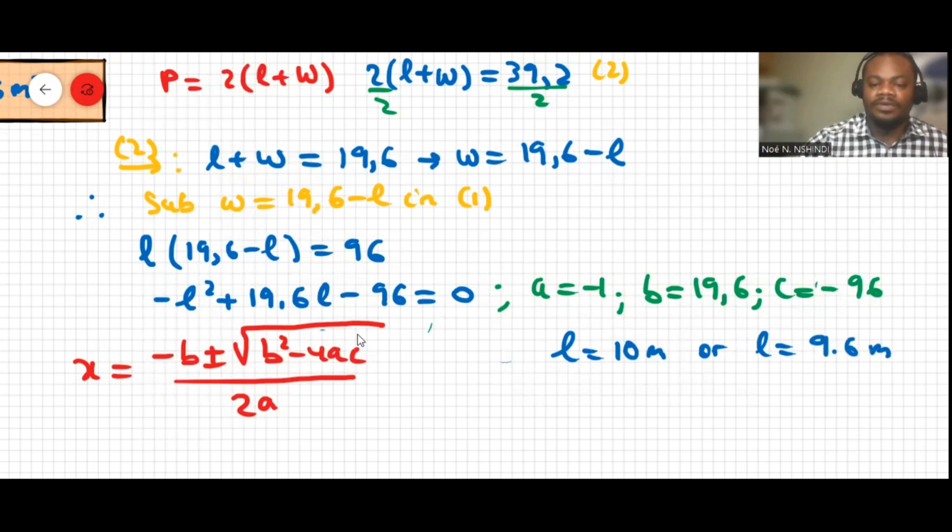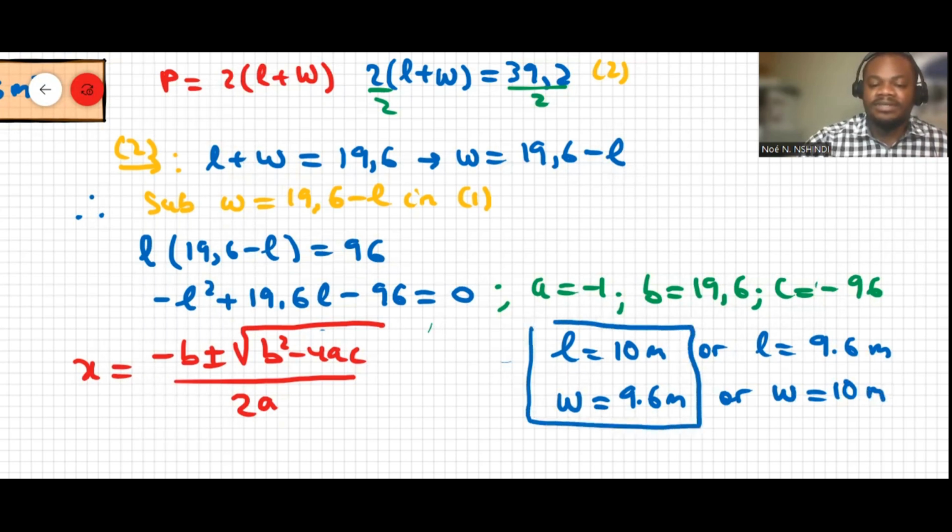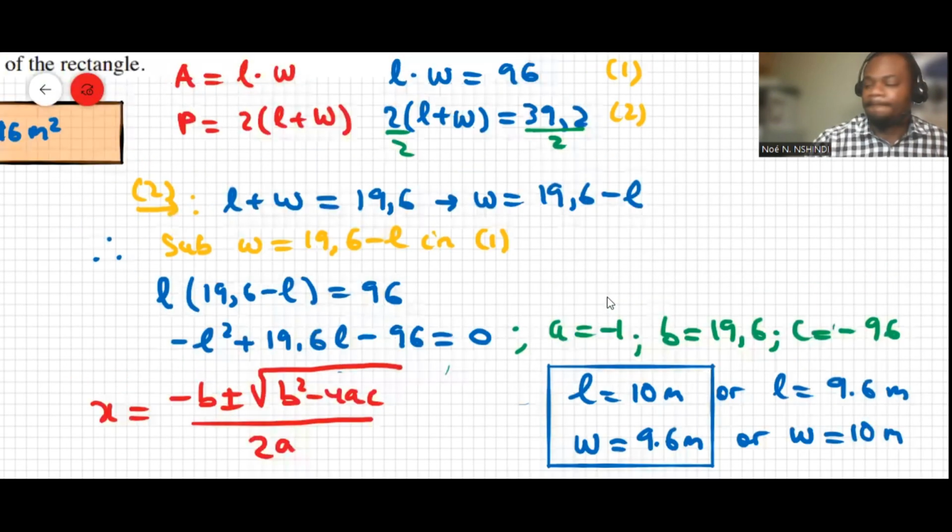Now, therefore, the width will be 19.6 minus L. So this will be 9.6, obviously. Or, yeah, it's going to give 10 meters. So it simply means that the length is 10 meters and the width is 9.6 meters, correct? Okay.